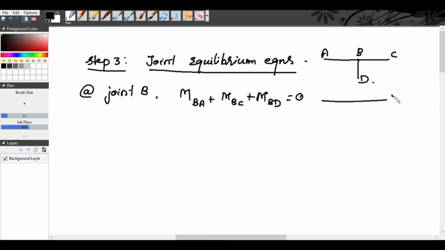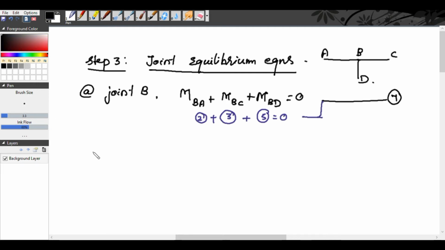This is our equation number 7. MBA is our second equation, MBC is our third equation, and MBD is our fifth equation. So equation number 2 plus 3 plus 5 is equal to 0. This is our equation number 7.